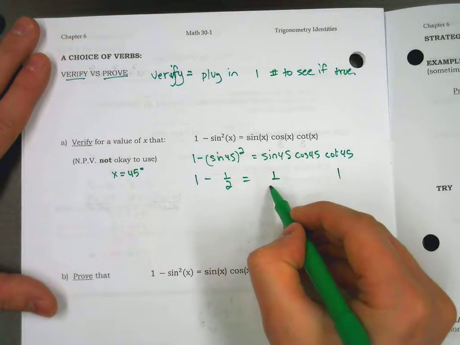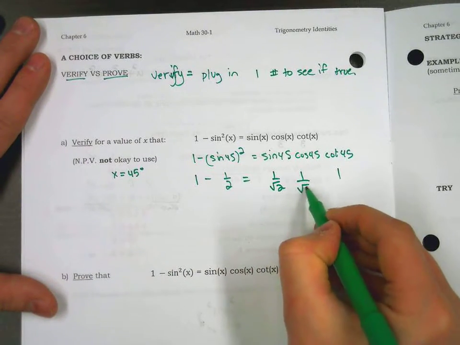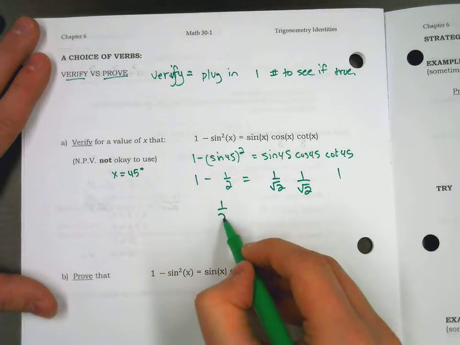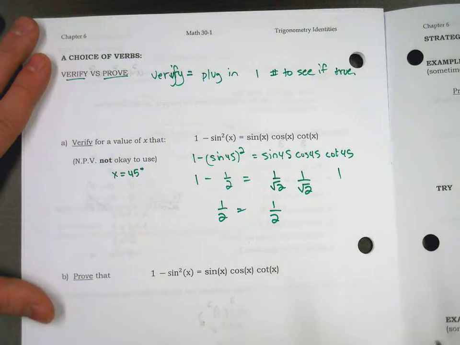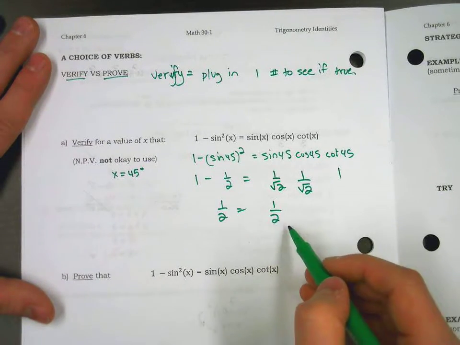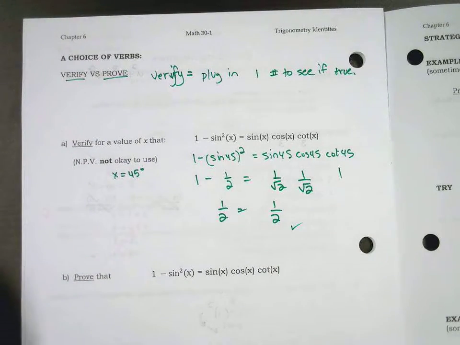1 over root 2, 1 over root 2, and we end up with 1 minus a half. Now 1 over root 2 times 1 over root 2 is 1 over root 4, or a 1/2. I end up with something that is true. So I could say that inductively 45 degrees worked.